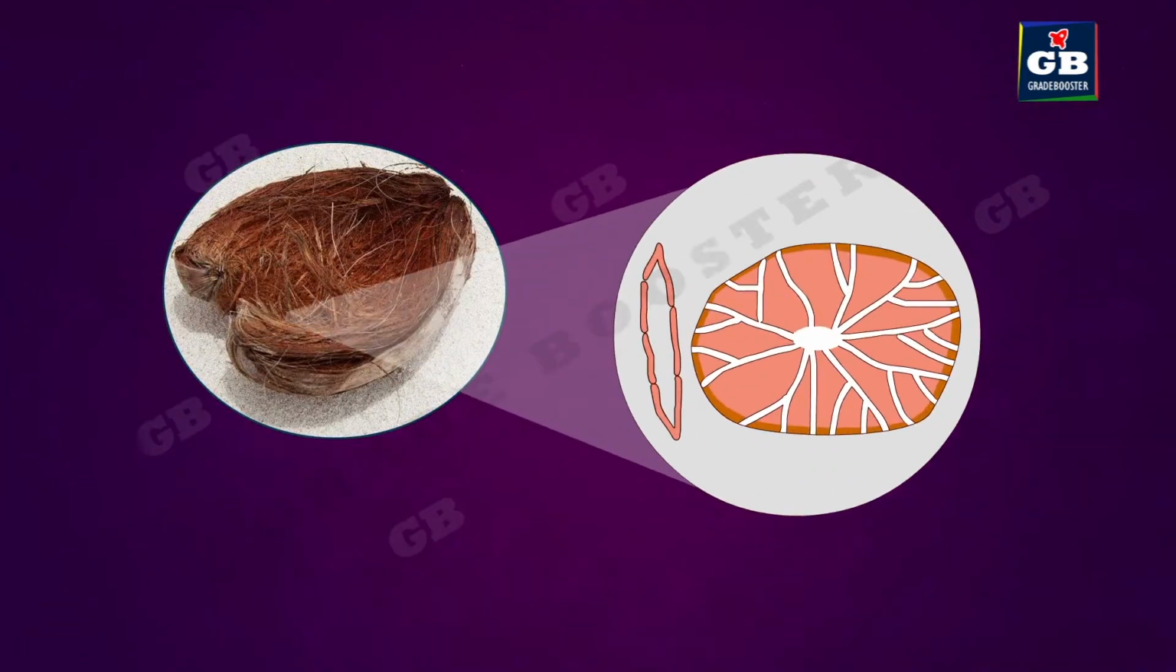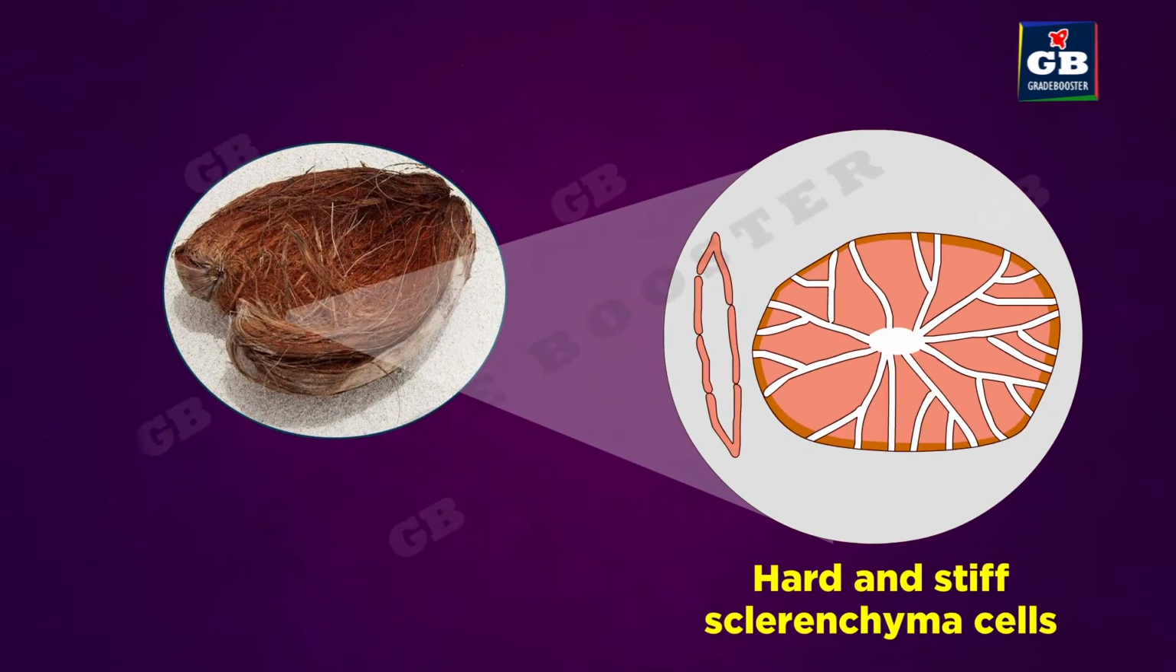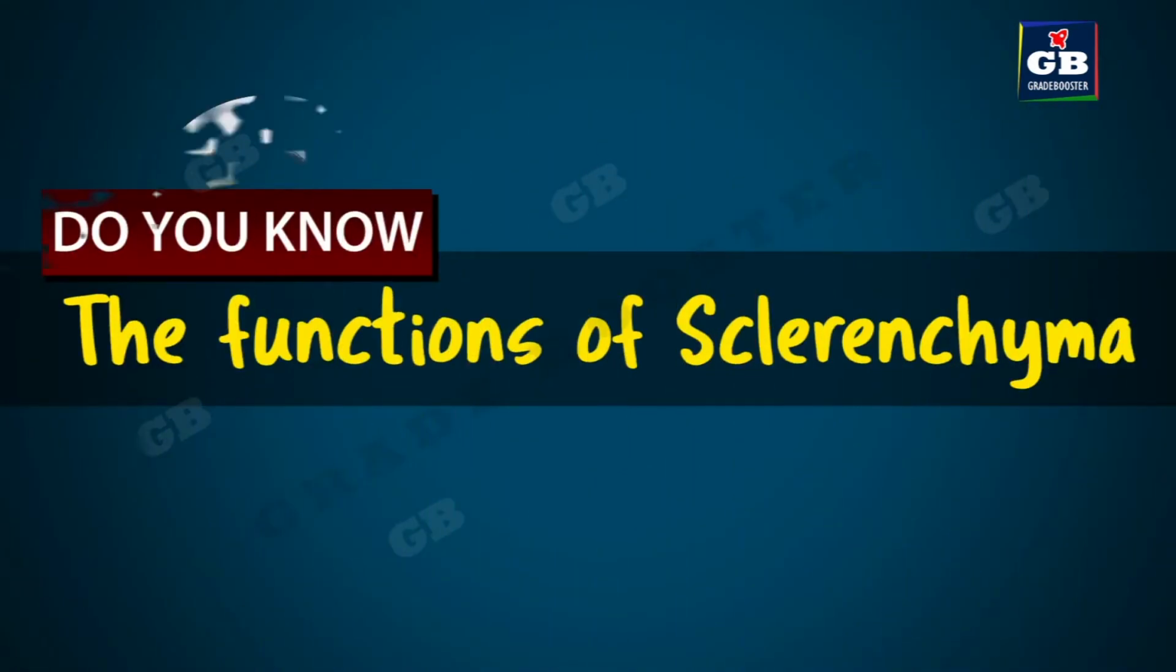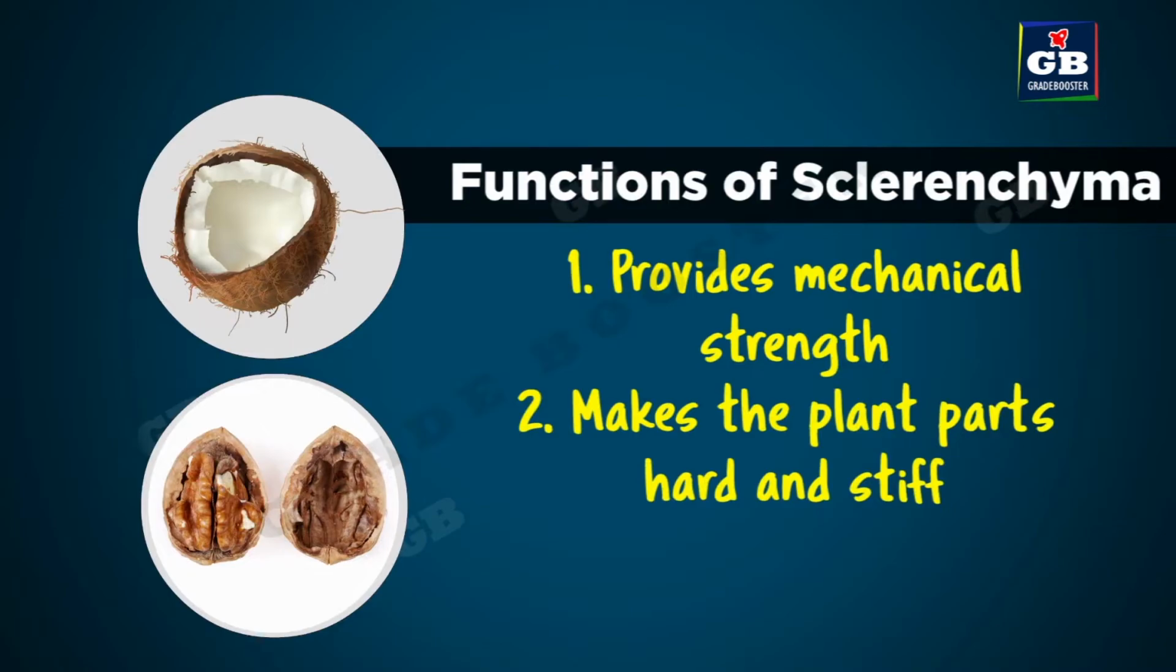The covering on the coconut, that is, the coconut husk, is made up of sclerenchymatous tissue. Let's see the functions of sclerenchyma. It provides mechanical strength to the plants. This tissue makes the plant and its parts hard and stiff. This is about the simple permanent tissue in plants.